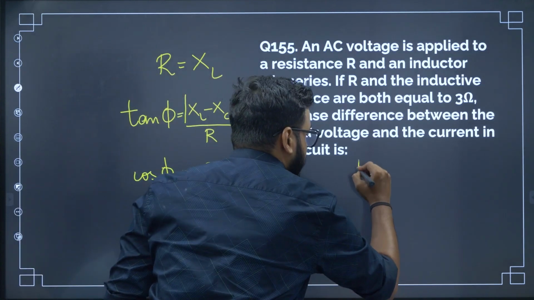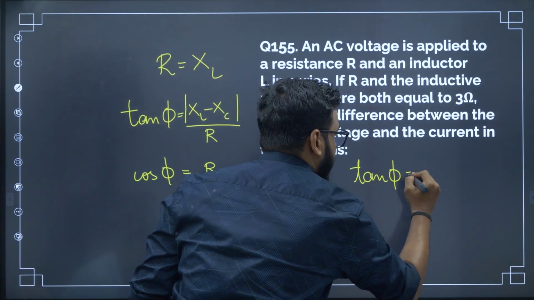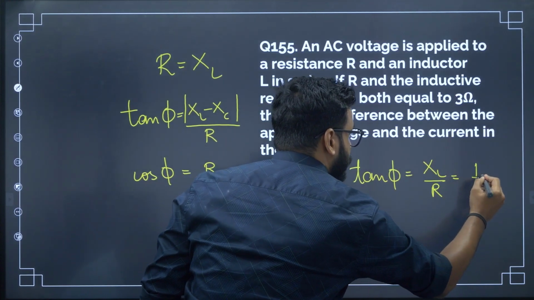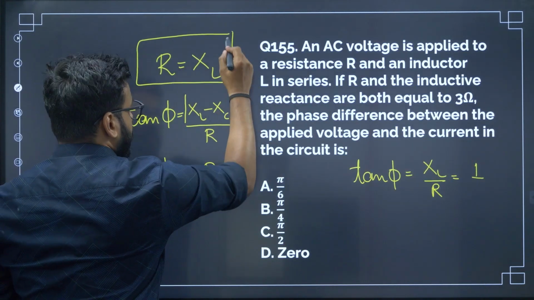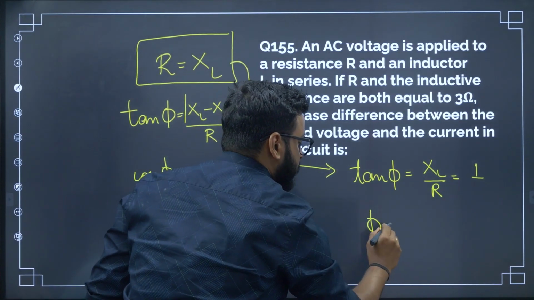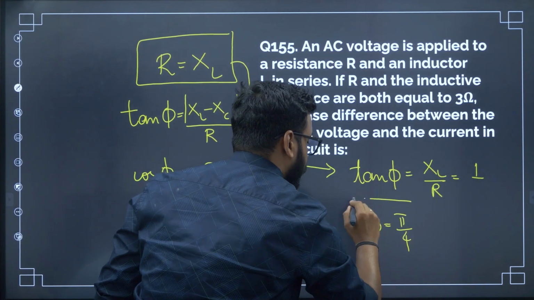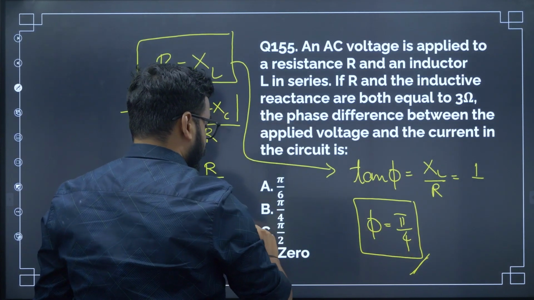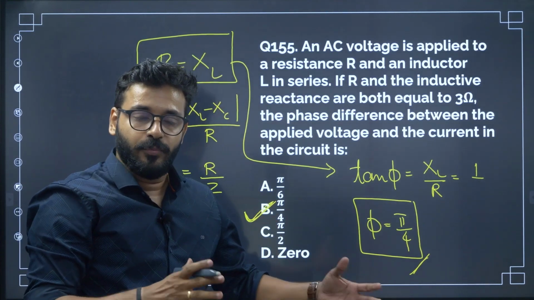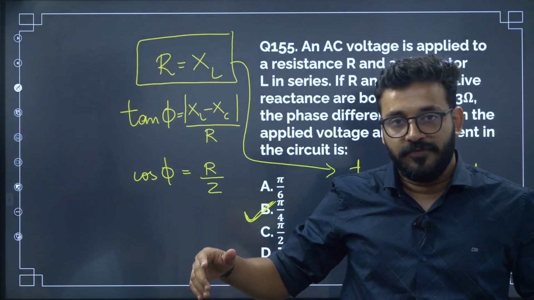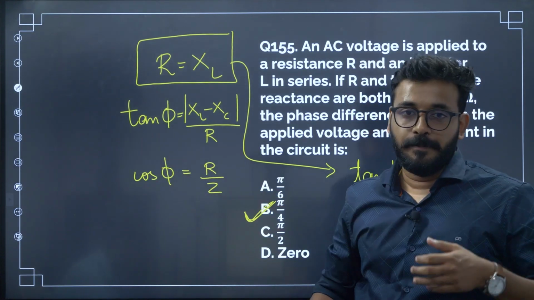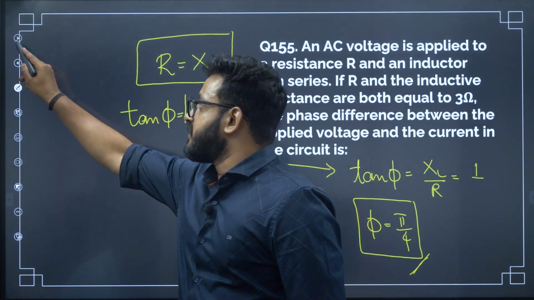So tan phi can be written as XL by R. Since they both are equal, it is 1. So where tan phi is equal to 1, what is the phi value? Phi value is absolutely pi by 4. So the correct answer is option B. Once again, very simple question. If you have the knowledge of phase angle and how to determine phase angle with the given conditions, this is the correct method to do it. All right, very simple question. Let's look at the next question.